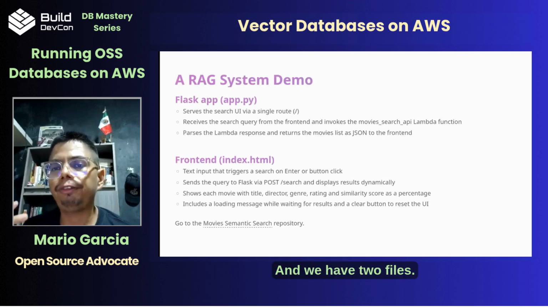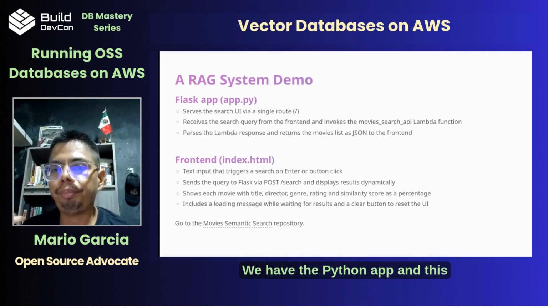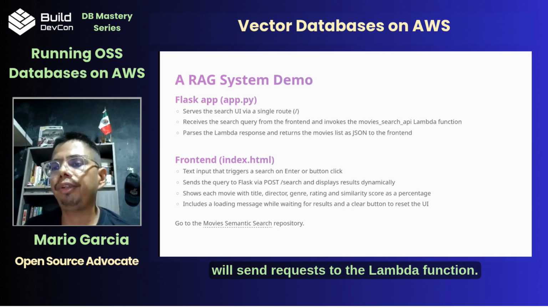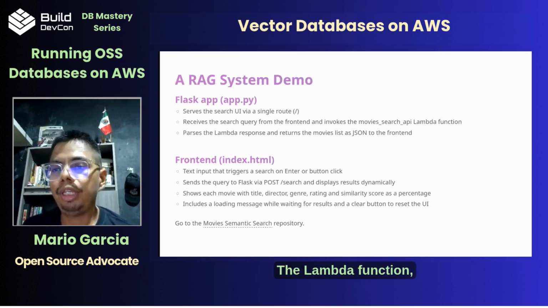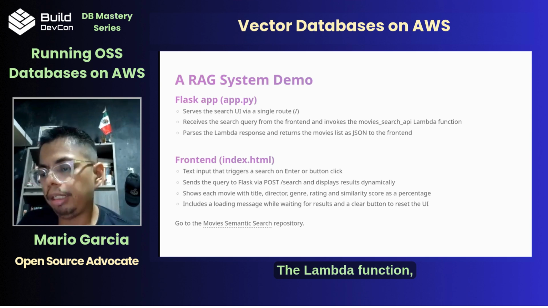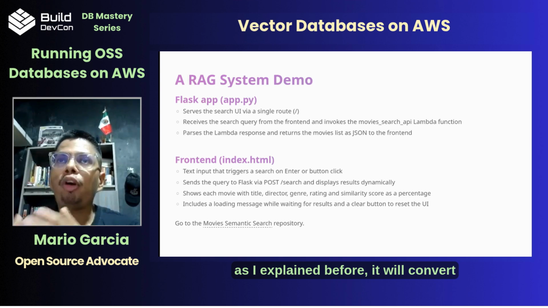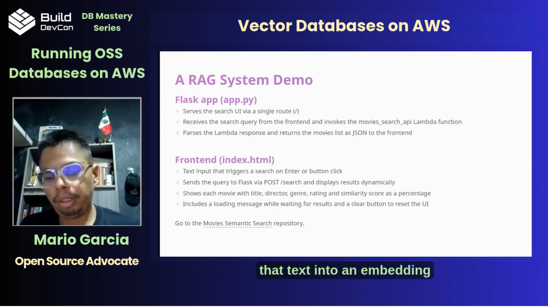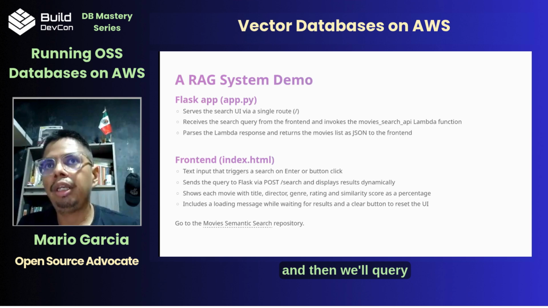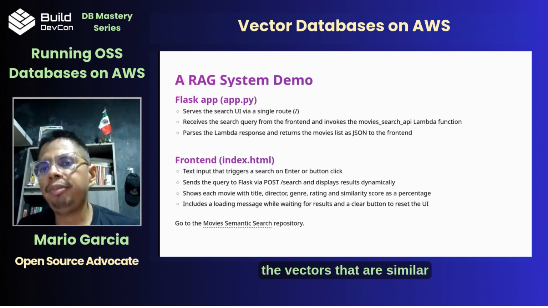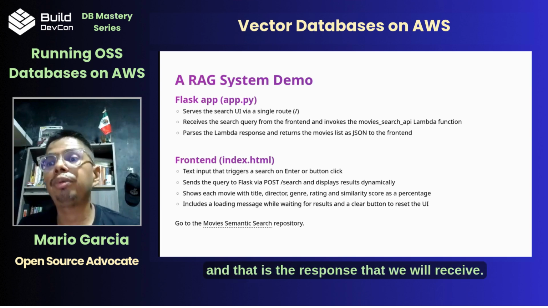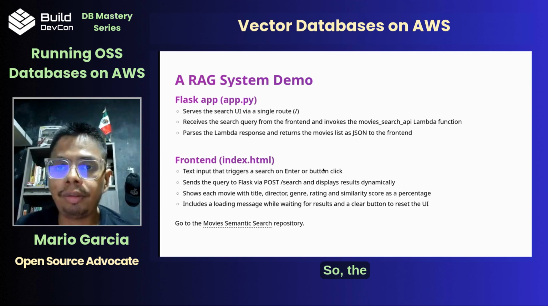And we have two files. We have the Python app, and this will send requests to the Lambda function. The Lambda function, as I explained before, will convert that text into an embedding, and then will query the vectors that are similar, and that is the response that we will receive.